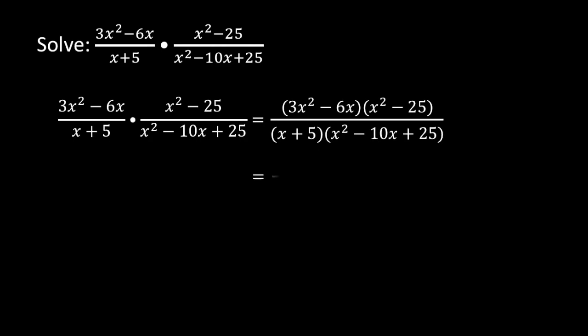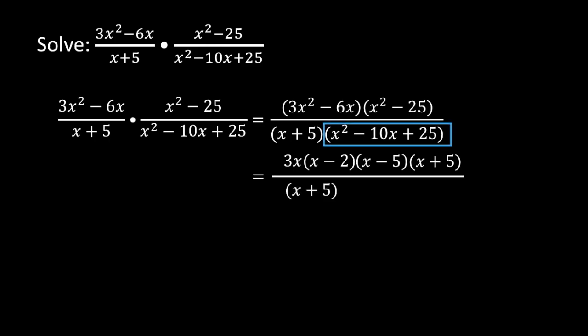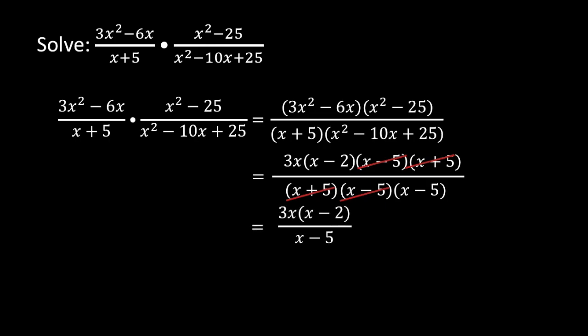We see that we can factor 3x squared minus 6x as 3x times x minus 6, x squared minus 25 by difference of two squares is x minus 5 times x plus 5. X squared minus 10x plus 25 can be factored as x minus 5 times x minus 5. Looking at this setup, we immediately know that we can simplify the expression. Simplifying by dividing the same factors, we get 3x times x minus 2 all over x minus 5.